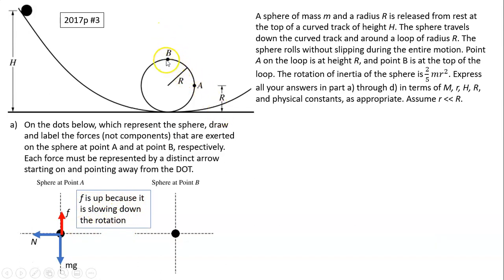Next, at point B, in this case both forces are downward. Both gravity and the normal force are down because the track is pushing the sphere inward. So make sure you label them.